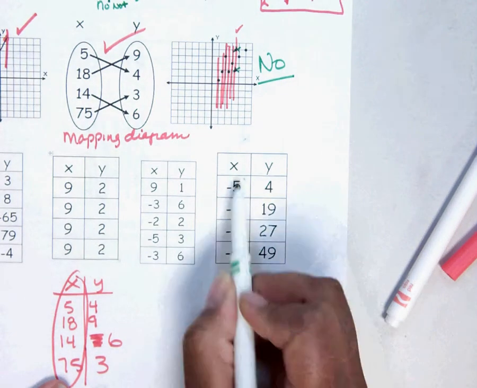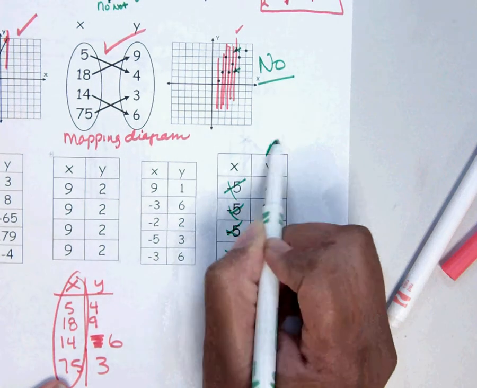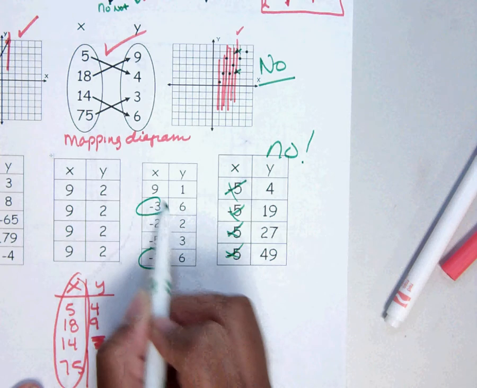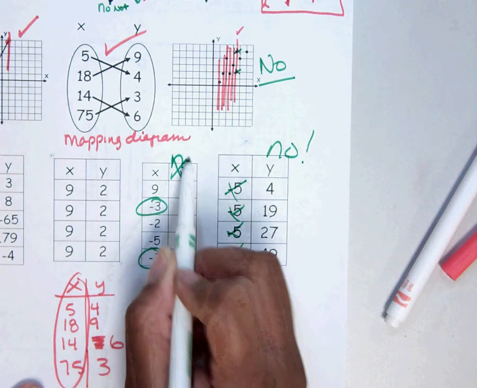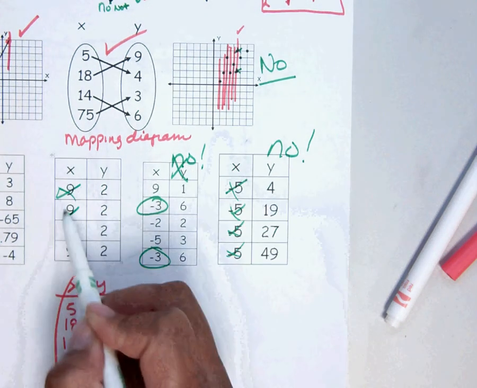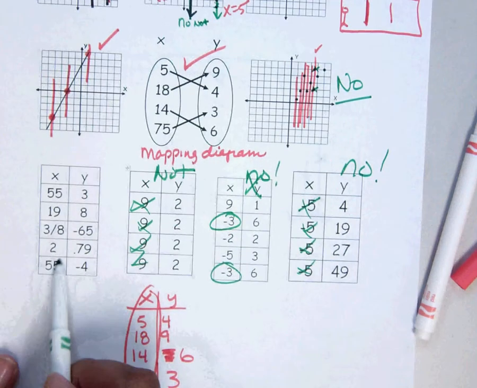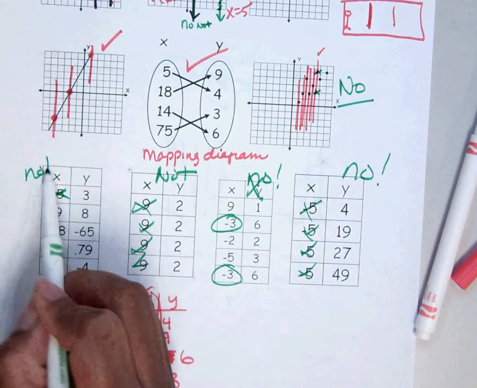The x value repeats 4 times, so this is obviously not a function. I see -3, -3. This is not a function. This repeats, not a function. The x value repeats, not a function.